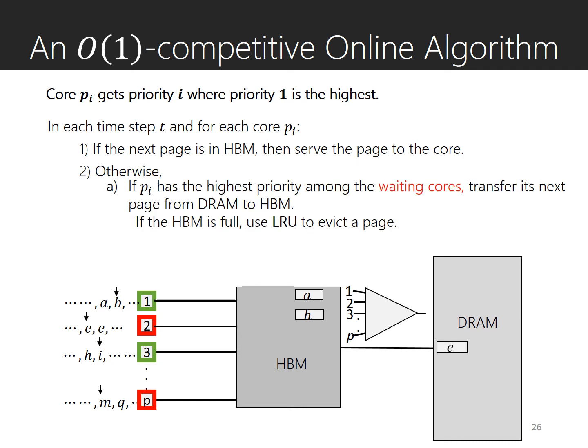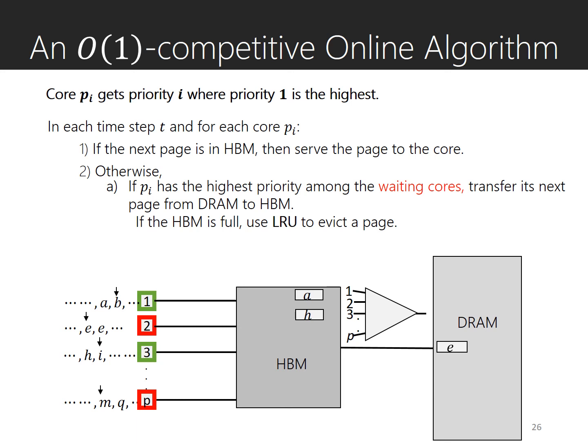Otherwise, that is, if the next page of core Pi is not in the HBM, we do the following. We check if core Pi is the highest priority core among all the waiting cores that are waiting for the HBM to DRAM channel. And if that is so, that is, core Pi has the highest priority, then we serve core Pi's next page from DRAM to HBM. And if HBM is full, we use least recently used to evict a page.